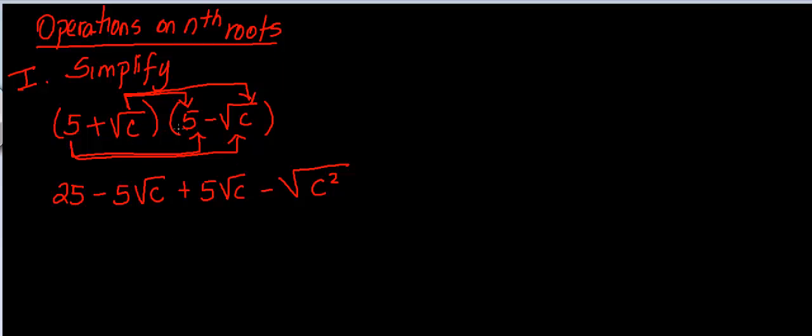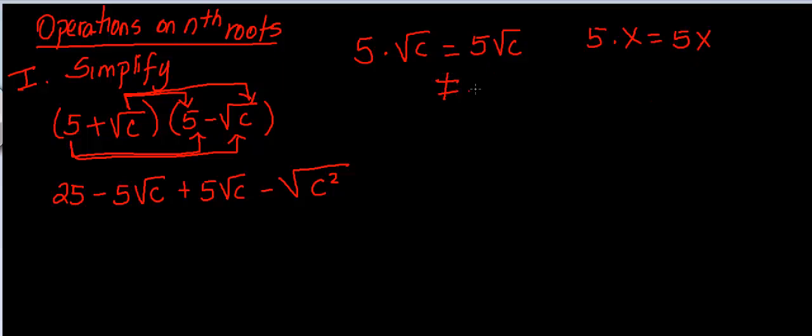When we multiply the square root of c times 5, we can't say square root of 5c. Okay, when we have 5 times the square root of c, that's just 5 square root of c. It's like having 5 times x, that's just 5x. You cannot say this is the square root of 5c. That's wrong. Be careful with that.